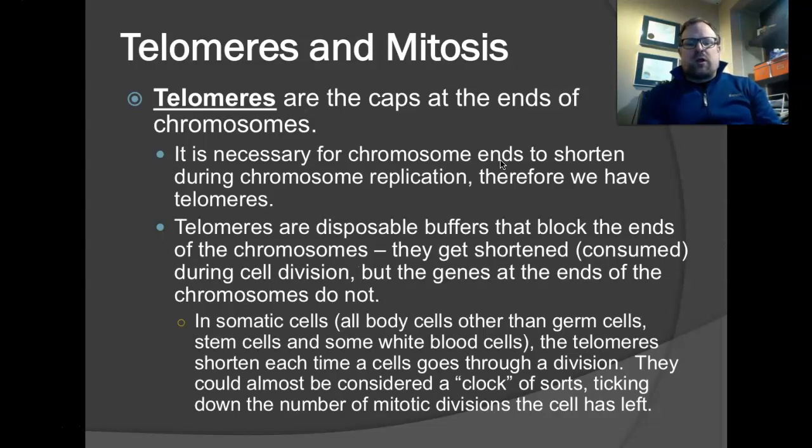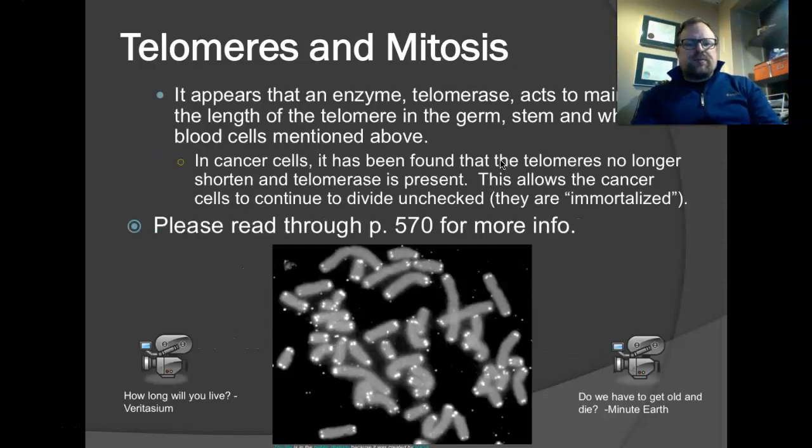In our somatic cells, our body cells other than our sex cells, stem cells and some white blood cells, the telomeres shorten each time the cell goes through division. They should almost be considered a clock of sorts, ticking down the number of mitotic divisions that each cell has left before those ends are shortened enough that we're going to eat into genes. And then we start to get into problems when we start to eat into those genes.